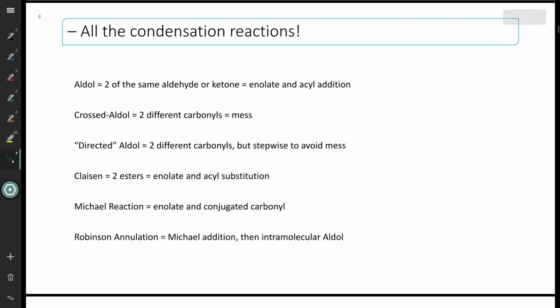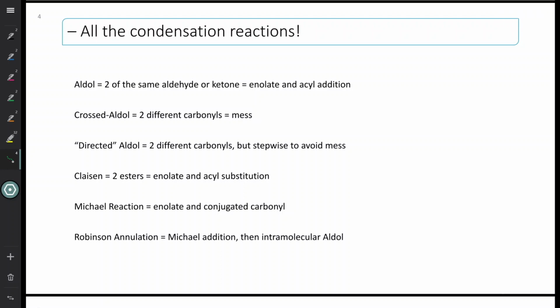A straight aldol is with two of the same aldehyde and ketone. So they're the same, there can't be any mixing, and because they're aldehydes or ketones, you're going to get acyl addition. A crossed aldol is when you have two different carbonyls, say an aldehyde and a ketone, or two different aldehydes, and then who can be the nucleophile, who can be the electrophile gets confusing, right? And then you get a mess of products.